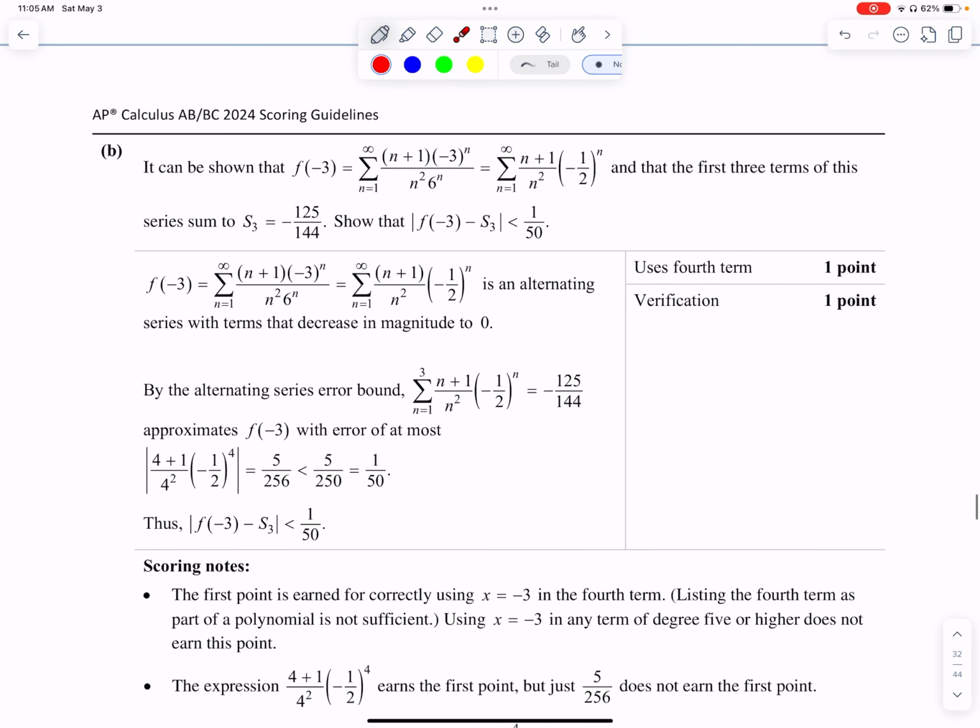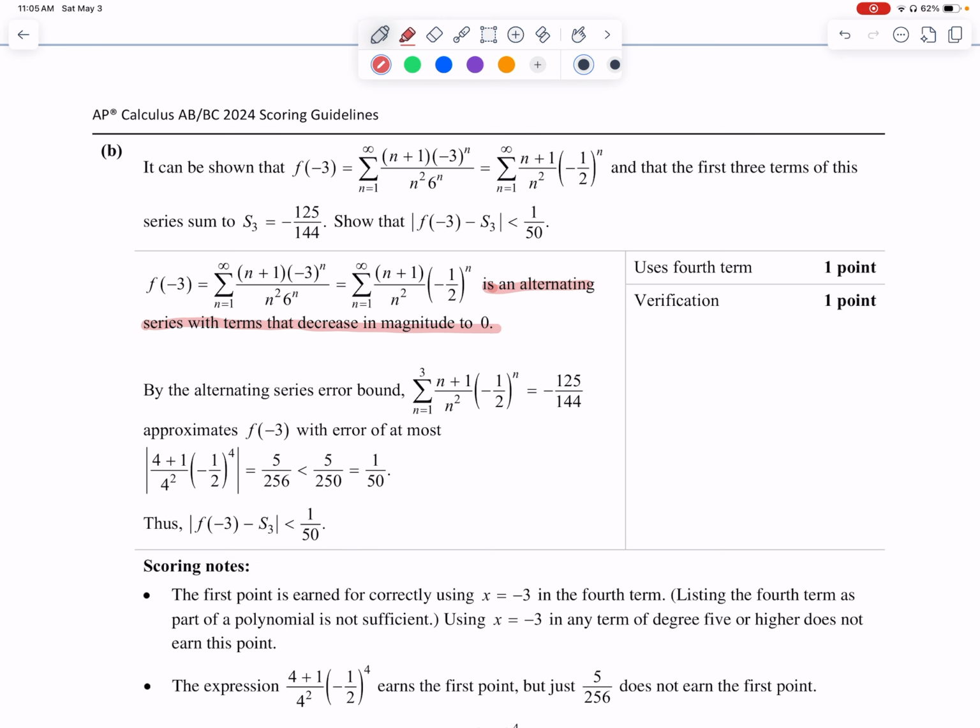Okay, part B, it was worth 2 points. Uses the fourth term. So this is the one where we were supposed to use the alternating series thing, and then our verification was the second point. So let's see what they said. So f of -3 is equal to this, is an alternating series with terms that decrease in magnitude to 0. Those magic words, they are ringing in my ears because we did say that.